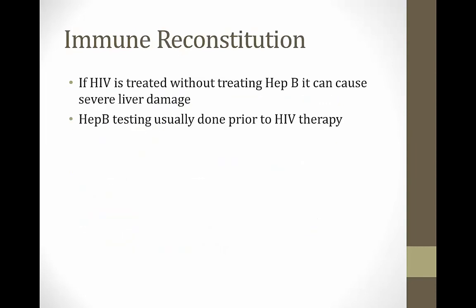There is a phenomenon called immune reconstitution. If HIV is treated without treating Hep B at the same time, it can lead to severe liver damage. So when the immune system reconstitutes itself from therapy for HIV, the symptoms of hepatitis B can become severe and the inflammation can damage the liver. So for this reason, people usually screen for hepatitis B before they start therapy with HIV drugs.